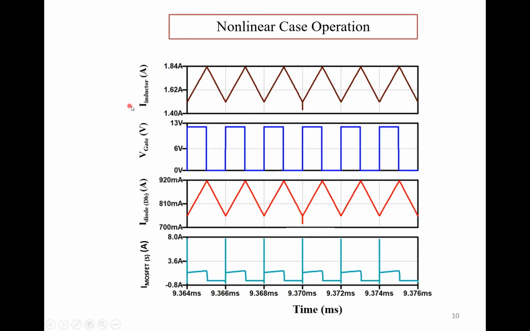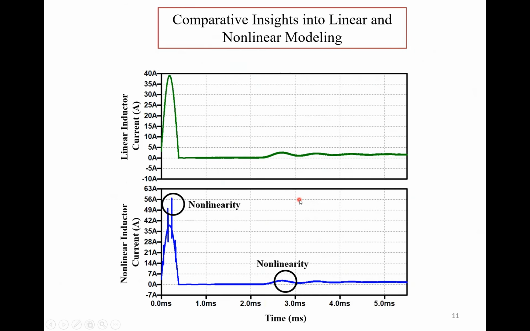So this is the inductor, capacitor, diode, and MOSFET current graph for the Zioto capacitor model of the nonlinear single switch pseudo buck converter, where we can see that there is nonlinearity in the inductor current as well as in the diode current.